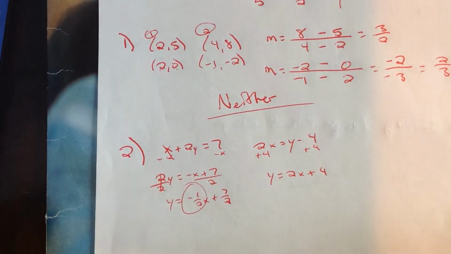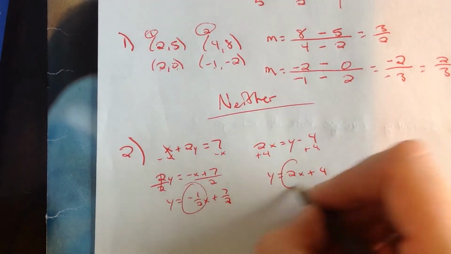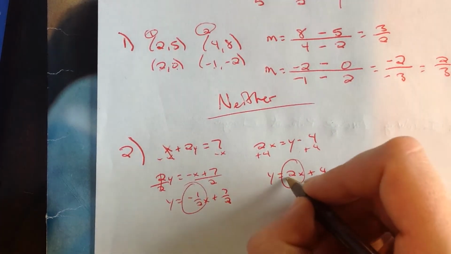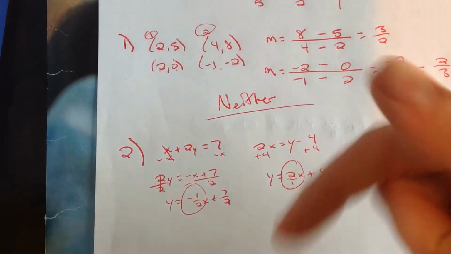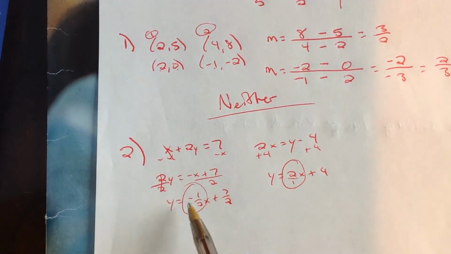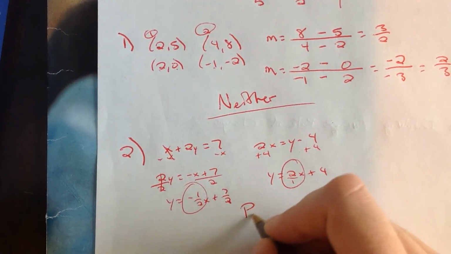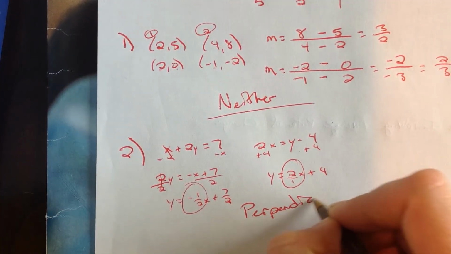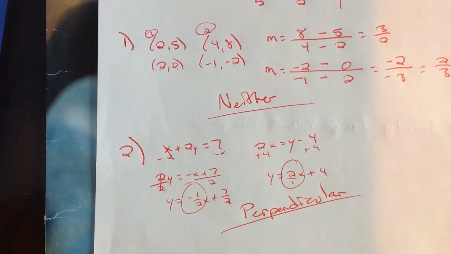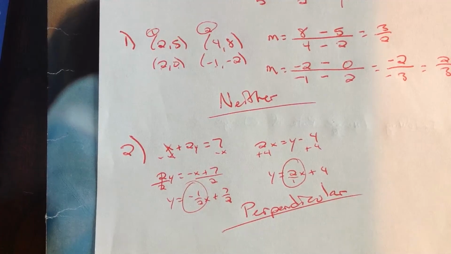So we have a slope of -1/2 and a slope of 2. You can think about it as 2 over 1. They're the flip of each other, and one's negative, one's positive, so these happen to be perpendicular because they are negative reciprocals.